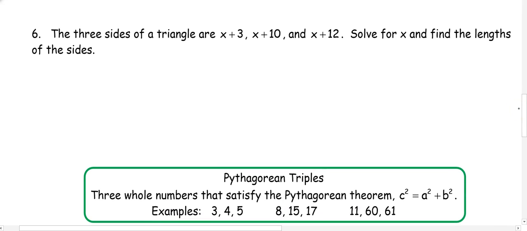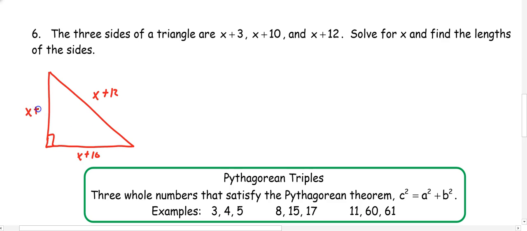Number 6, the three sides of a triangle are x plus 3, x plus 10, and x plus 12. So whenever I take x and add the largest number to it, that's going to be my hypotenuse. So I have x plus 12, and the other two are just going to be the legs. Make sure that we're squaring each part. So x plus 12 squared equals x plus 3 squared plus x plus 10 squared.